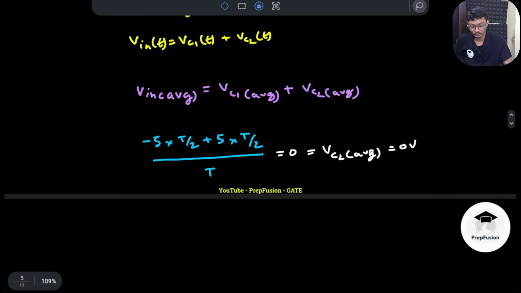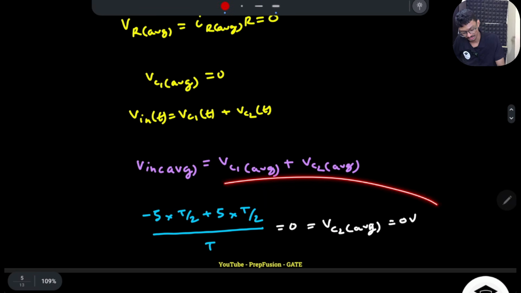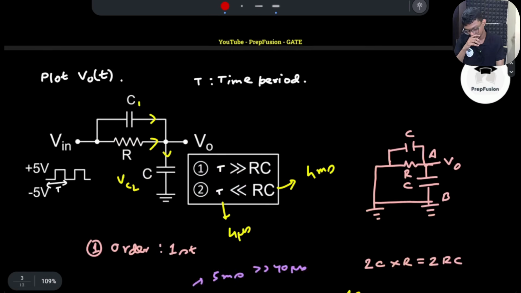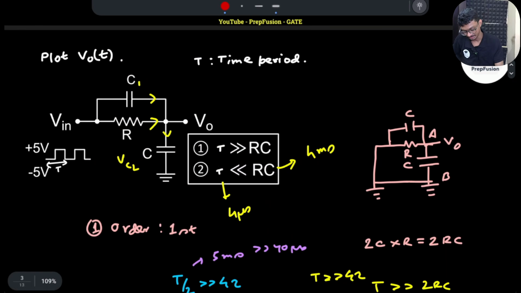Now let's come back to our original circuit. So we certainly know that the average values of both capacitor voltages will be 0. So our original circuit was this. Let us take the first case. Assume that the capacitors were initially uncharged, and at t equal to 0 plus, I'm suddenly applying here minus 5.